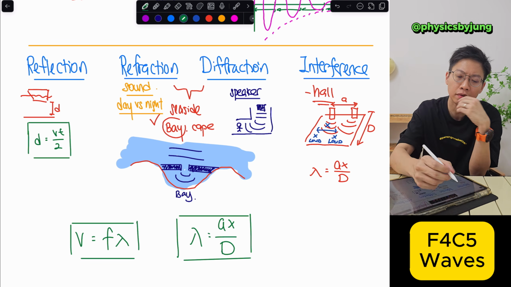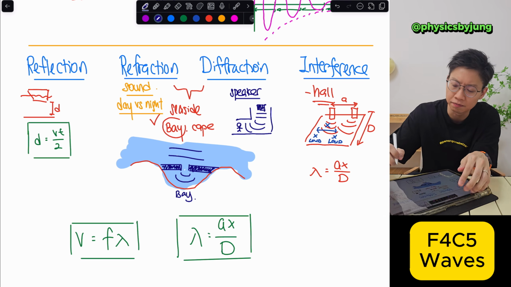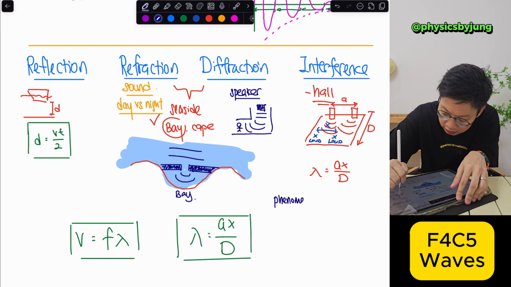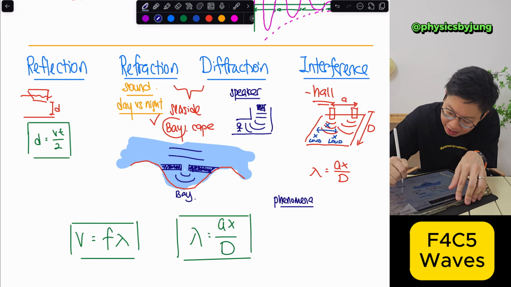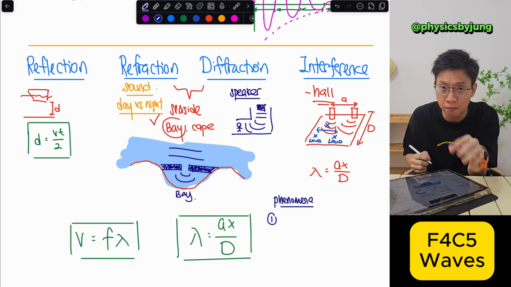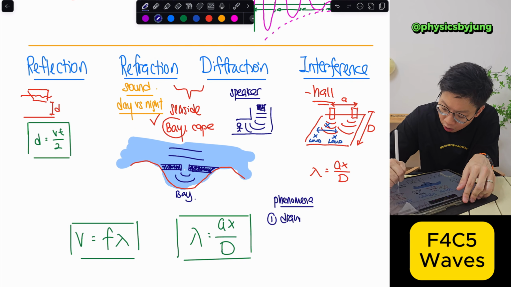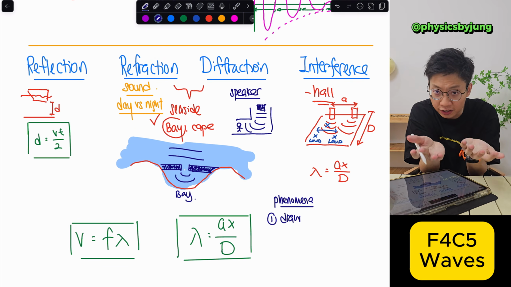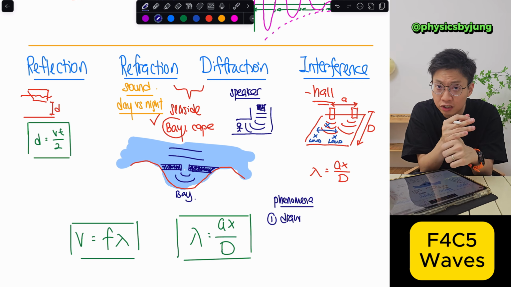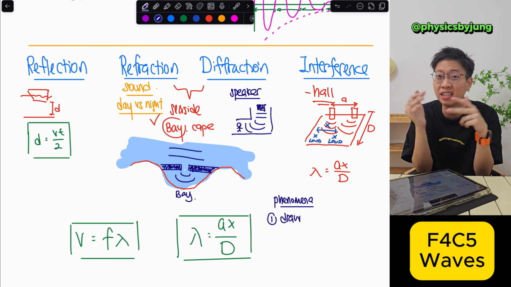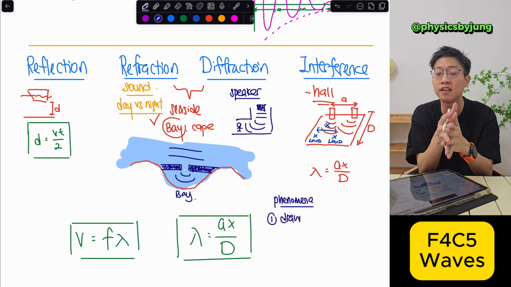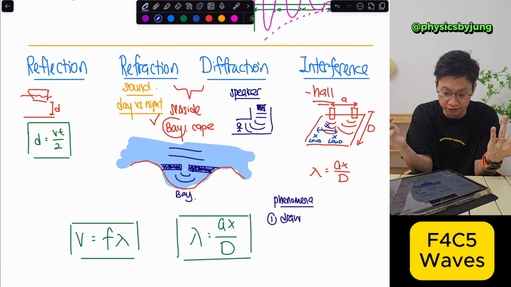Now, what are the things that you have to study? When you learn about phenomena as a whole, you have to pass through this checkpoint first. Number one, do you know how to draw the phenomena? Let's say, do you know how to draw refraction of wave? Do you know how to draw reflection of wave? Diffraction of wave, in fact, including interference to find your constructive and destructive interference.